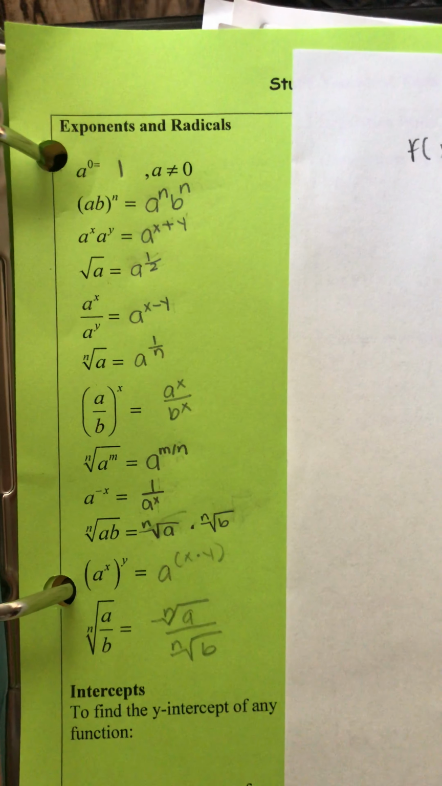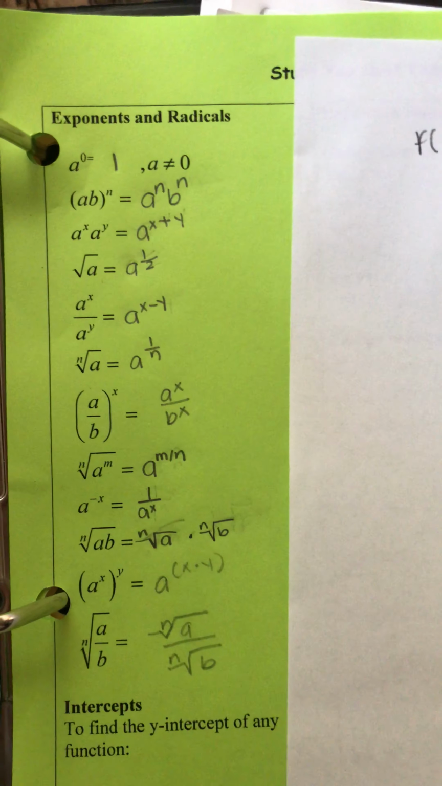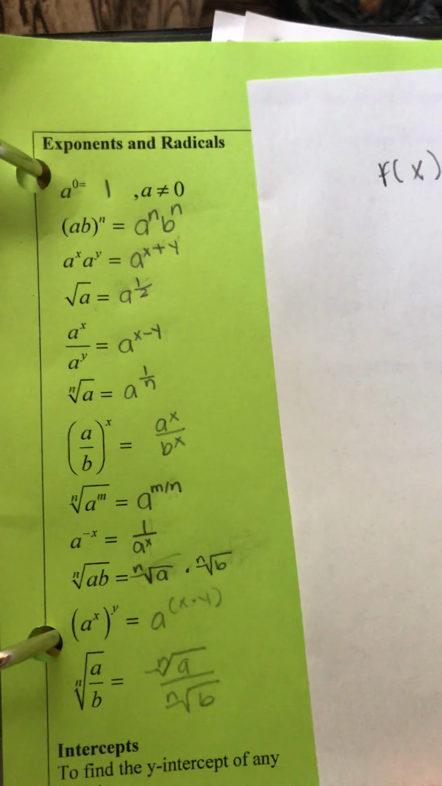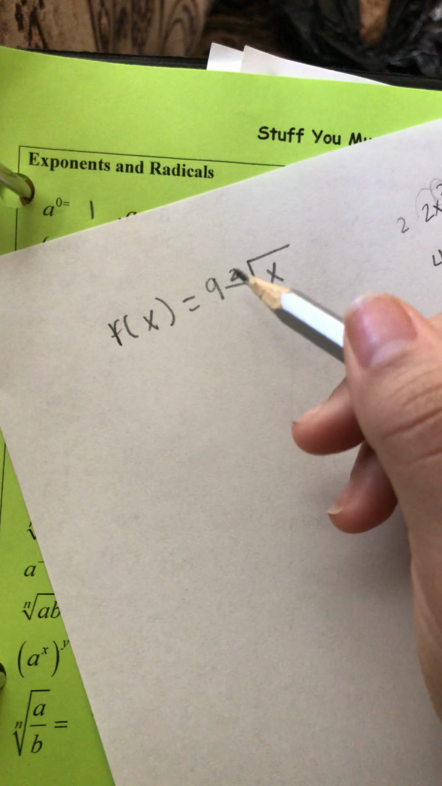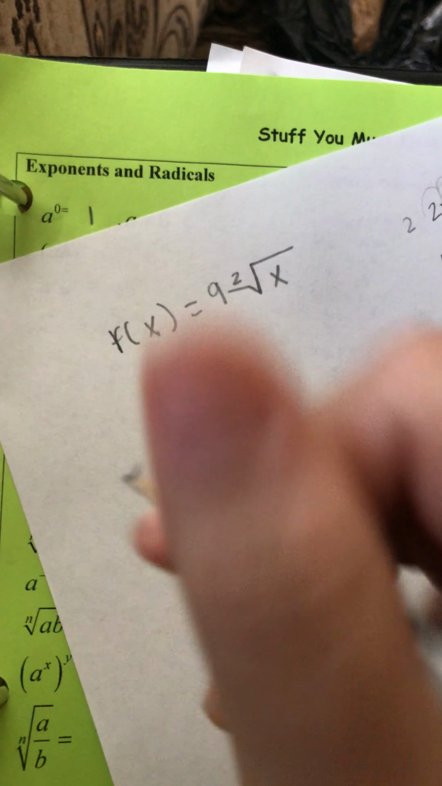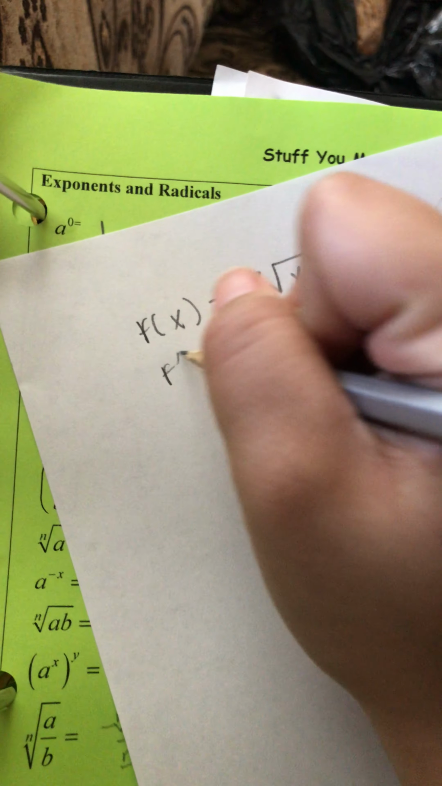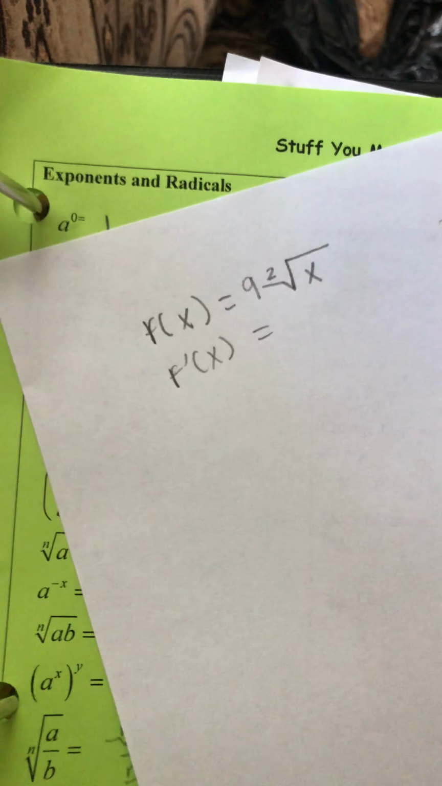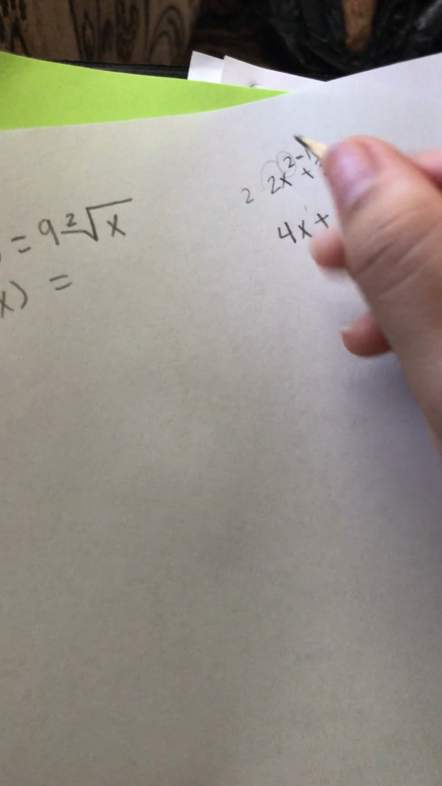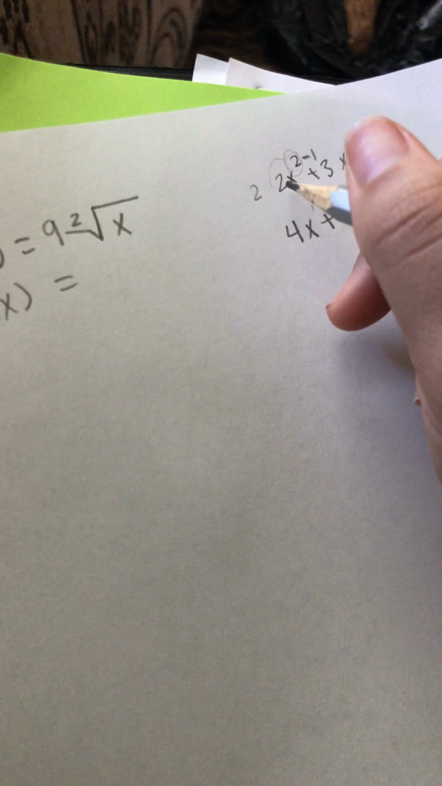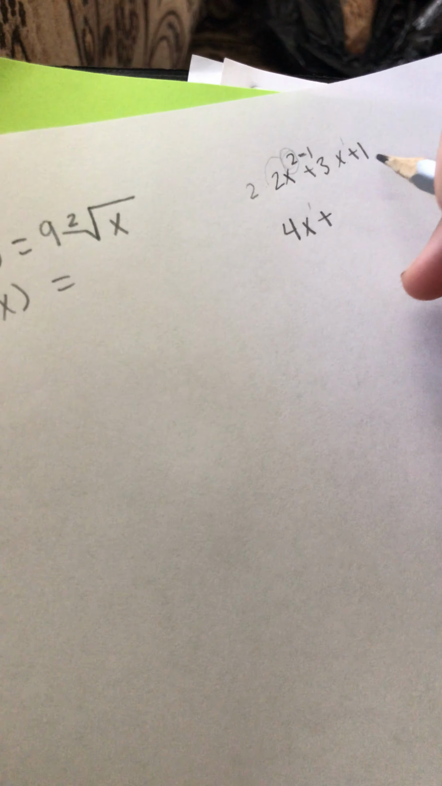So yesterday I showed you these, but like I said, they don't make sense unless you see it played into action. So here's the function f of x equals 9 times the square root of x, and we're asked to find the derivative of that. Now, in order to find the derivative, let's go through a simpler one for right now. So you have 2x squared plus 3x plus 1.